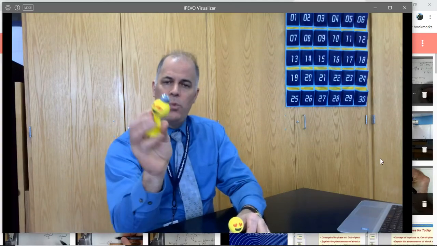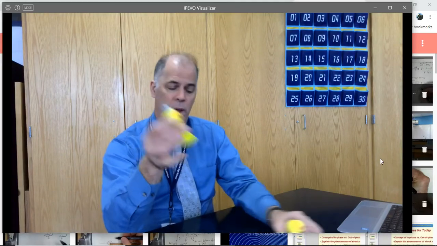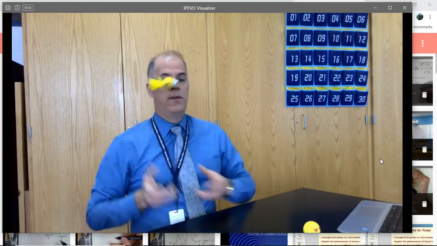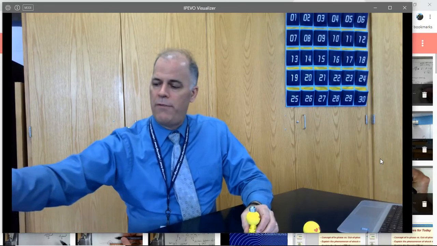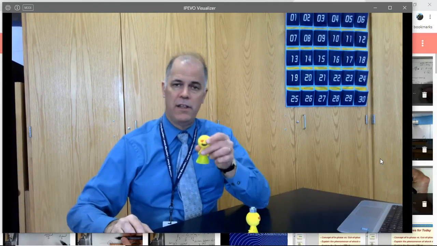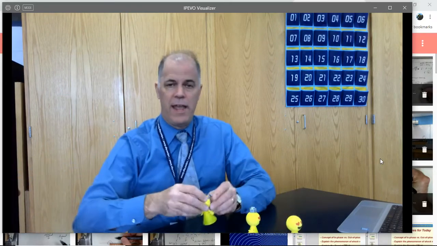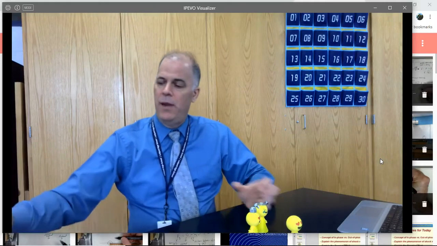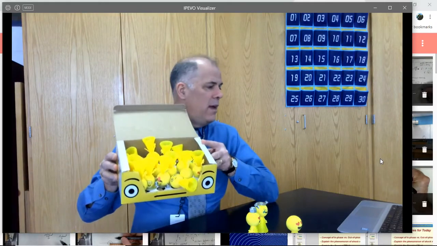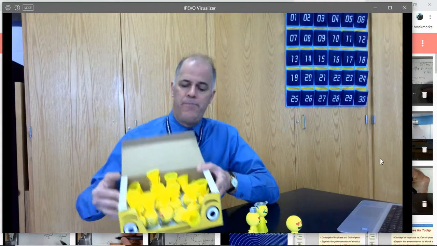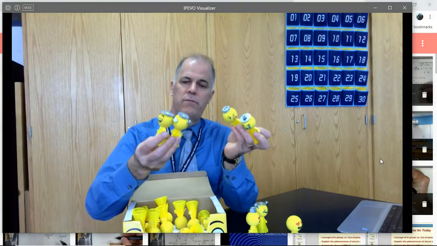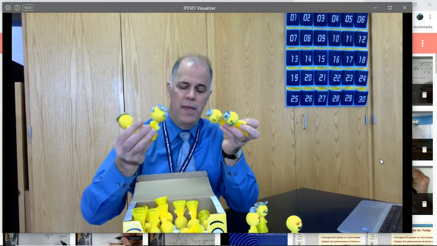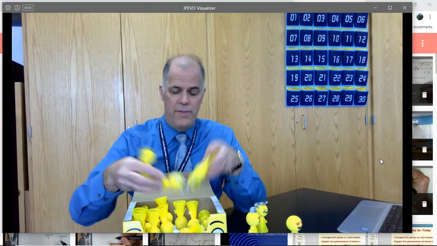But we have attached weights to the heads of some of these, and when they weigh more, they don't jump as high. So the more that they have attached, the more it affects their height. If they're very, very light, they go way up, and if they're very heavy, then they don't go very high at all. We have a whole box of these things, and in class today, students will be making all of these jump and recording data to see how high they go.